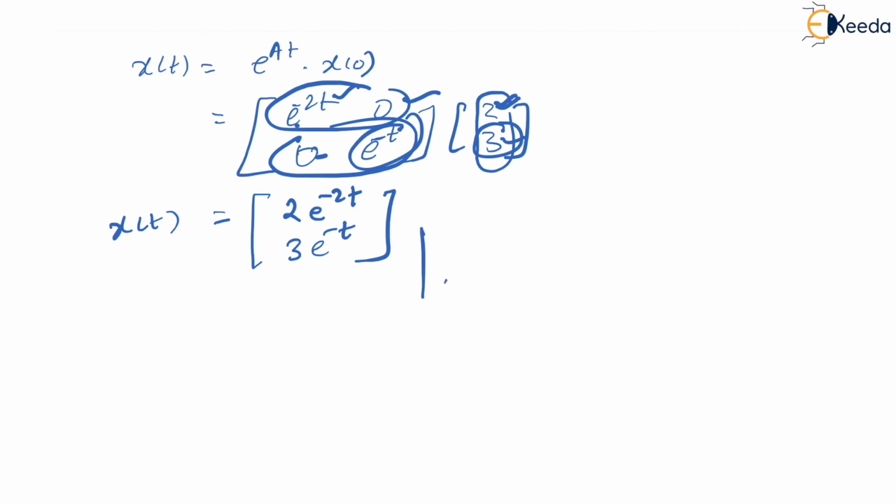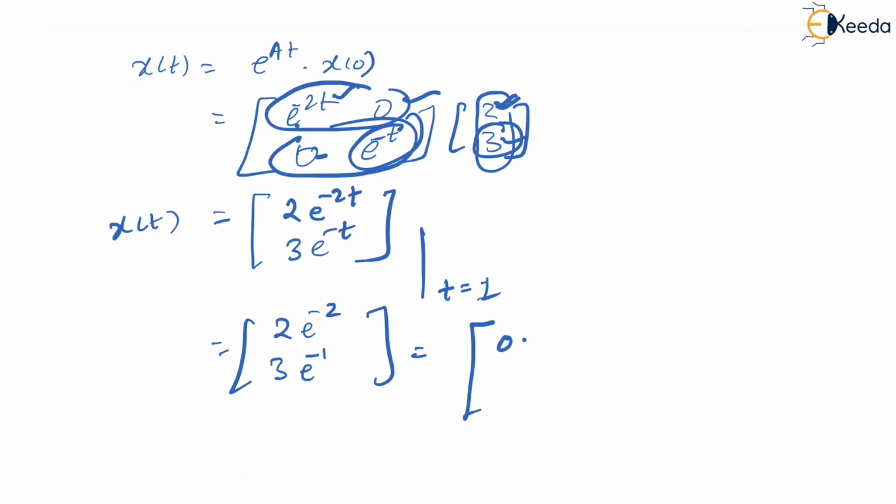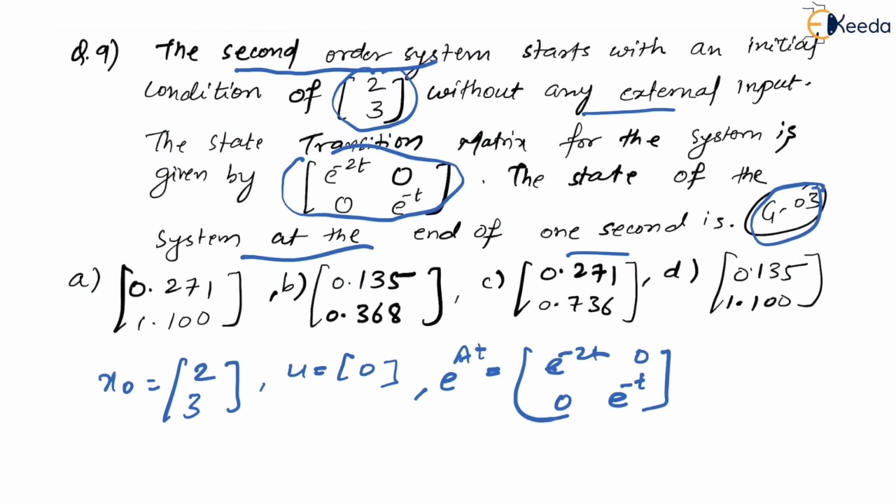Now, you are supposed to find it after t seconds. So at t equal to 1, what is happening? Let us see. So I will just replace t by 1. So I get 2 into e to the power minus 2 and 3 into e to the power minus 1. And if you calculate in a calculator, you get the answer to be equal to 0.271 and 1.100, which is nothing but your option A. So option A is your answer, right?